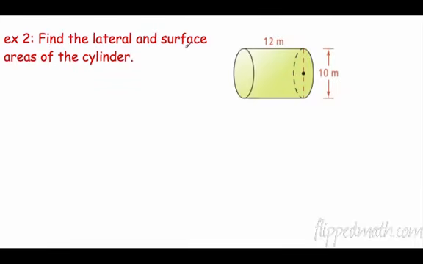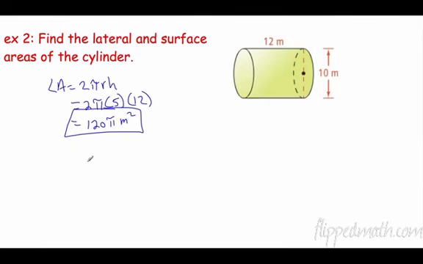Okay. So, find the lateral and surface area of the cylinder. Here we go. Let's find the lateral area. So, lateral area equals 2 pi r h. So, 2 pi, what is r? What is our radius? If our diameter is 10, our radius has to be 5. And our h connects the two bases together, so that's got to be 12. 2 times 5 is 10. 10 times 12 is 120 pi meters squared. All right.